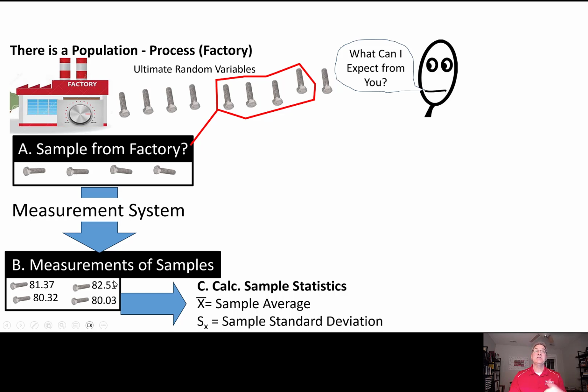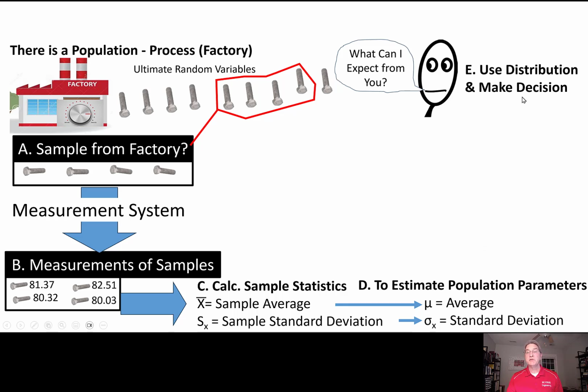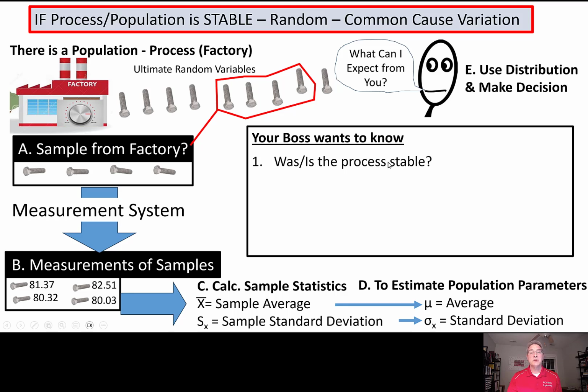You then calculate sample statistics from those in order to estimate the population. You use what we've learned from the distribution, and you make a decision, you give your boss an answer, and you're feeling pretty good. And then you go in and you tell your boss, and then your boss wants to know, first of all, is the process stable? Because this whole time we've been assuming that it's stable, only common cause variation.